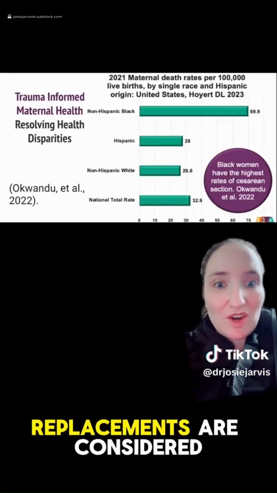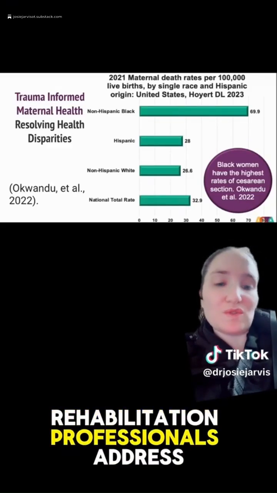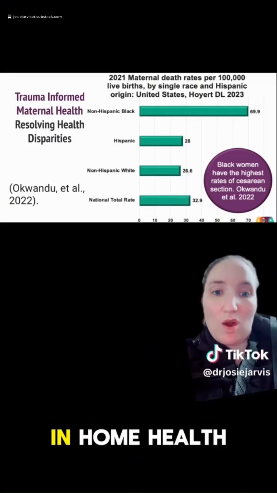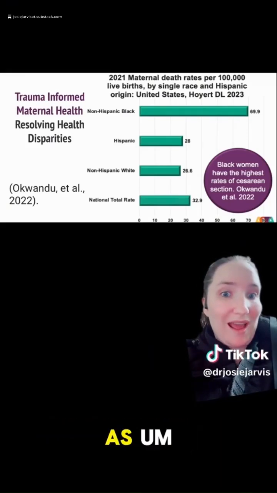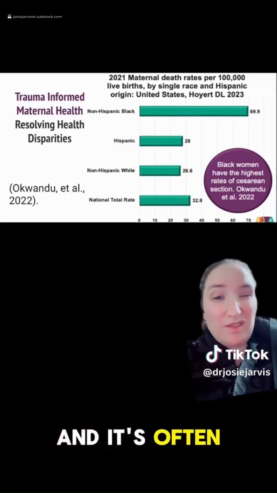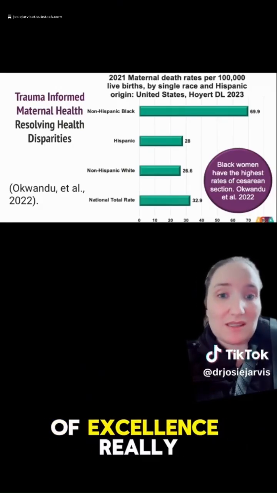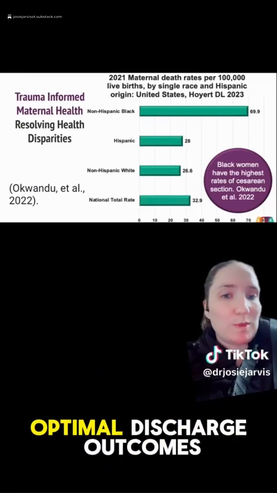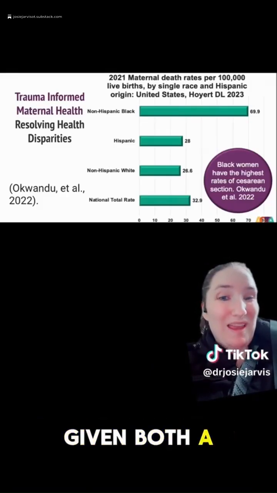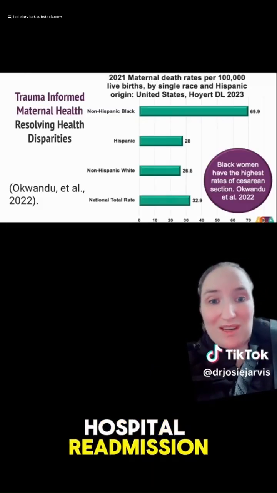Hip and knee replacements are considered one of the bread and butter diagnoses that rehabilitation professionals address throughout the continuum of care, including acute care, post-acute care, and in home health contexts. They're regarded as very lucrative procedures for hospital systems to perform, and it's often considered a gold standard. The Joint Commission for Centers of Excellence really considers it an advantage for optimal discharge outcomes when knee and hip replacements are given both a PT and OT evaluation with recommendations to prevent hospital readmission.